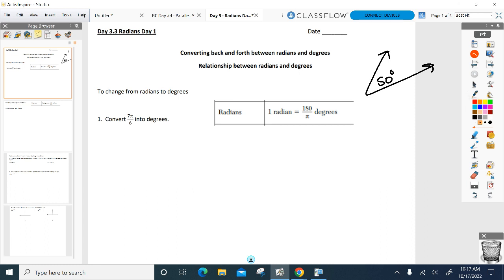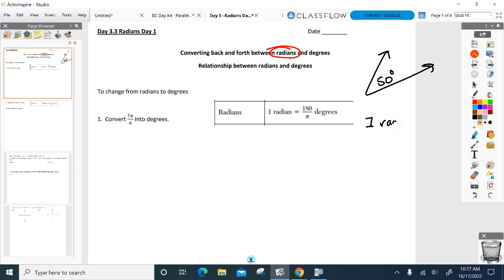Or what I'm going to show you today, you can measure it in what's called, anybody want to take a stab at that one? Radians, yes. So an angle can be measured in degrees, or it can be measured in radians. Okay, radians. So how do degrees and radians compare to each other?